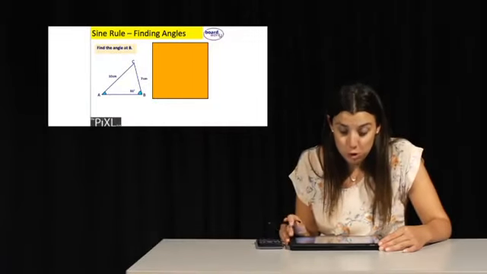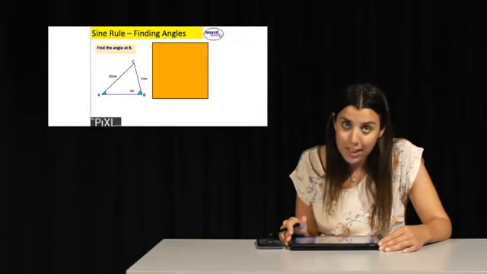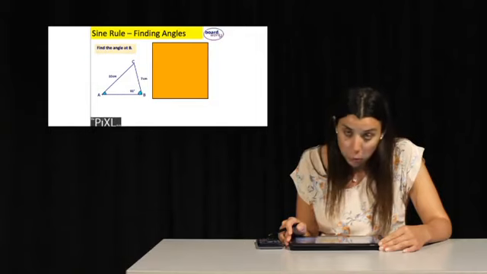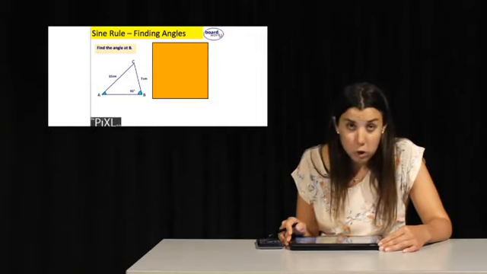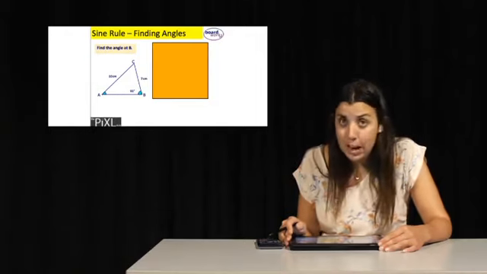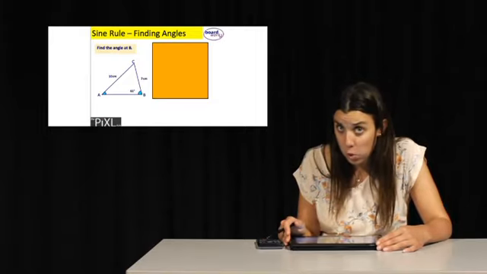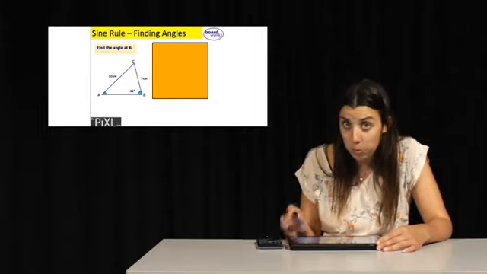So the next question is for you to try on your own first. You're asked to find the angle A. You have a triangle ABC. You're given 2 lengths, 10 and 7, and a non-included angle of 61. You have 3 minutes, off you go.